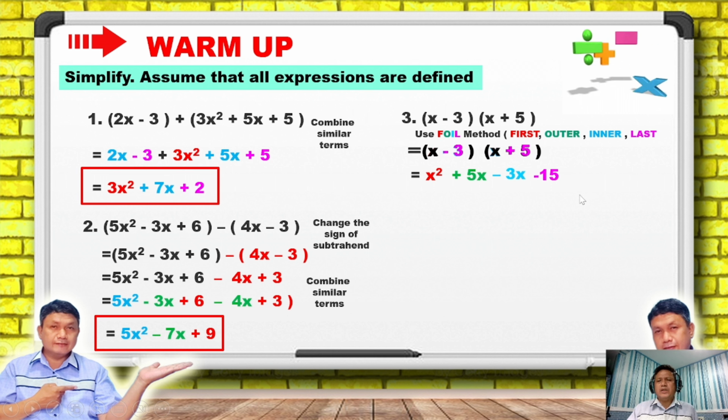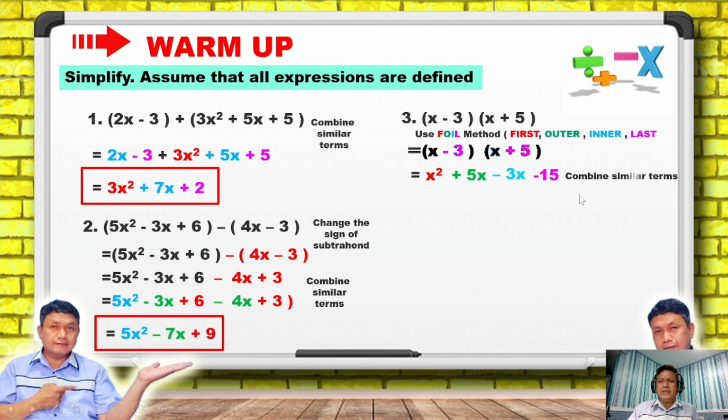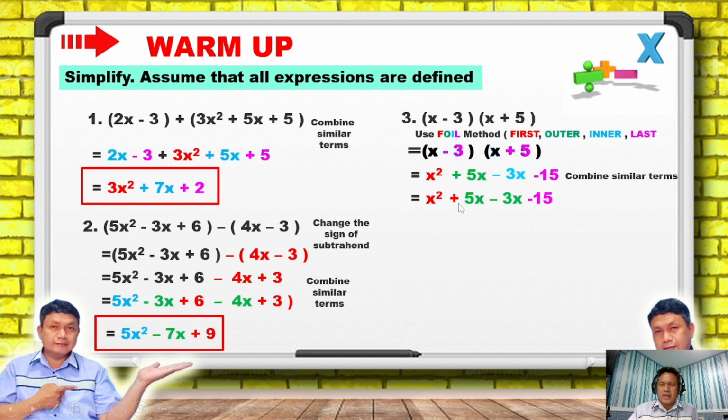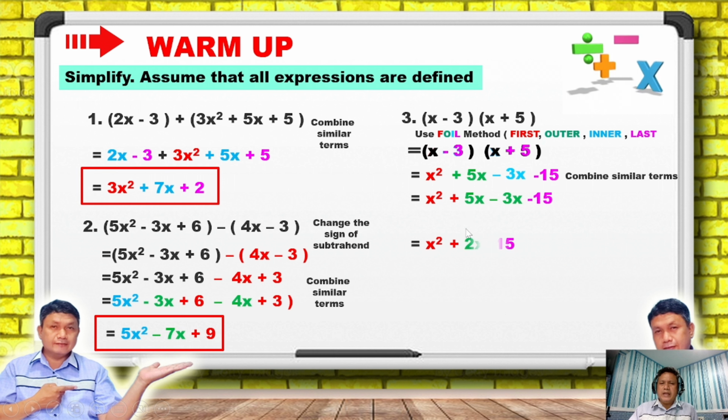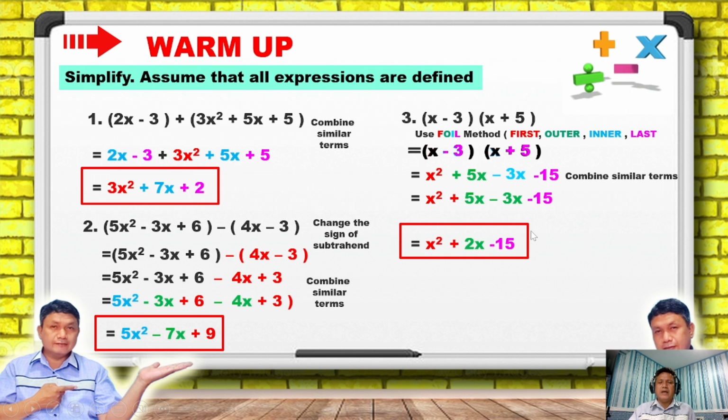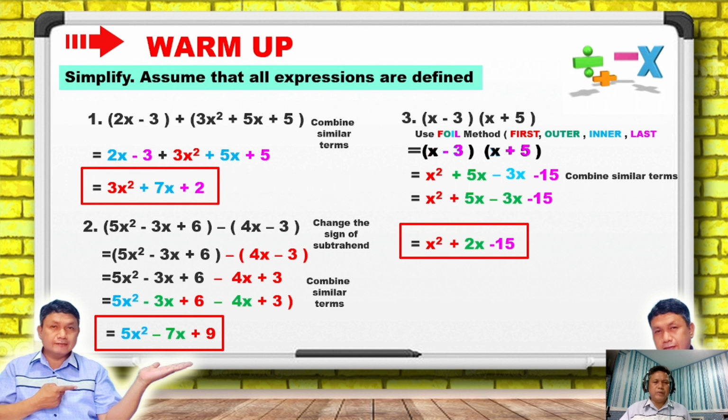After nito, class, so we will now proceed in combining similar terms. So, combine similar terms, at nakikita natin ang similar terms lang ay yung dalawang nasa gitna. No? Ayun, yung 5x minus 3x. So, therefore, ito lang po ang i-combine mo, and we have now the final answer, which is, since ang x squared ay walang katulad, so x squared plus, what is 5x minus 3x? So, the answer is 2x, then copy negative 15, and this is now the final answer. Okay, hopefully nakuha nyo po ang example natin.